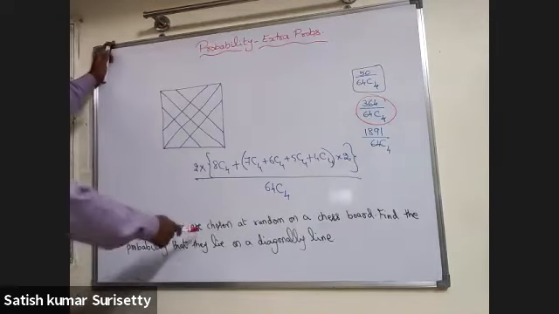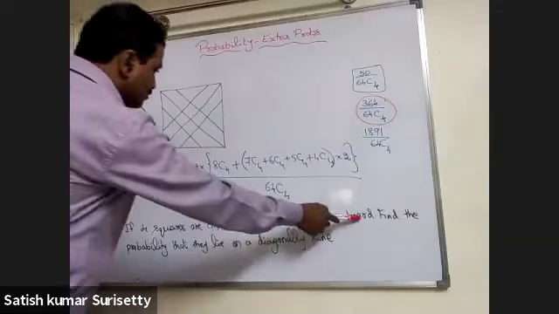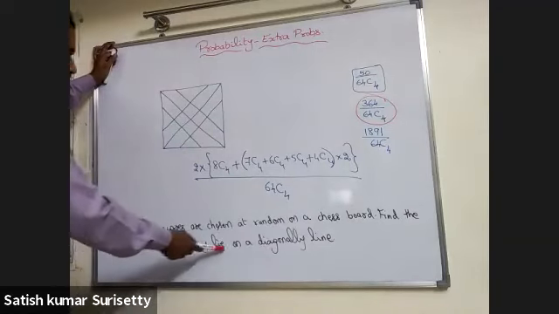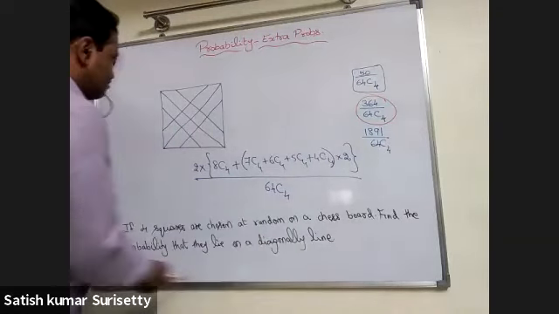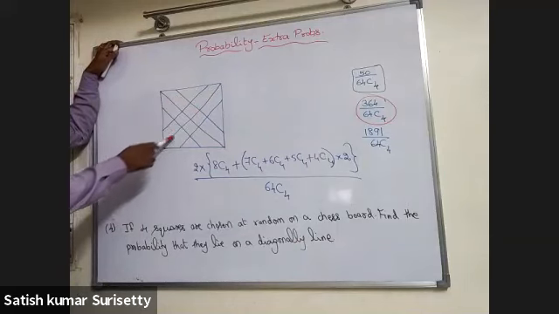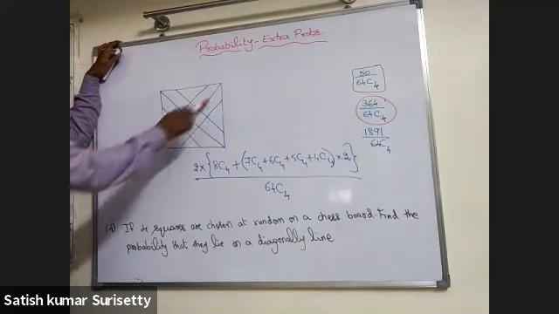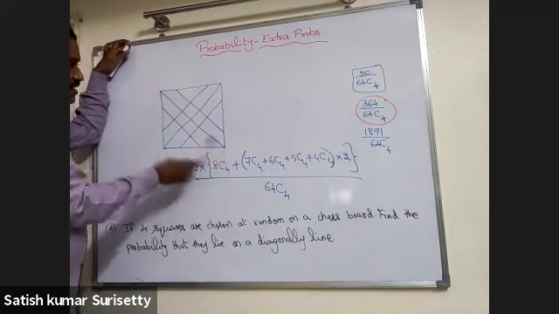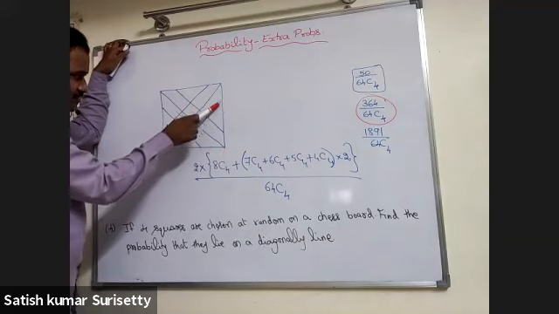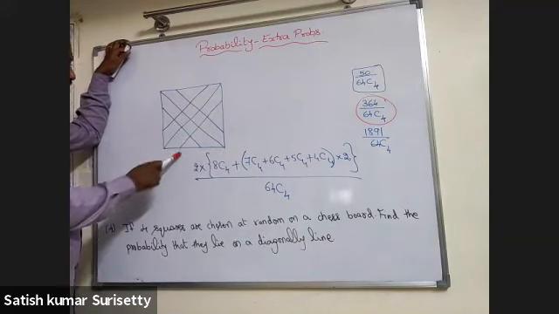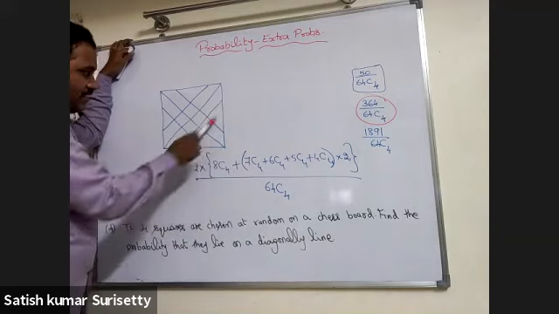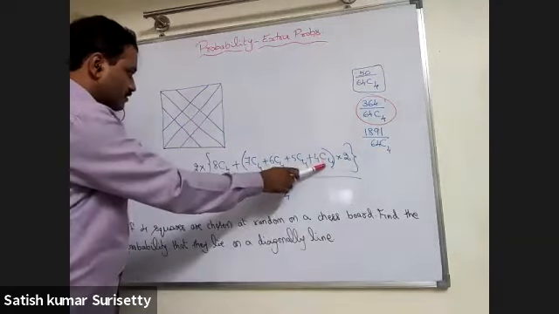So if 4 squares are chosen at random on a chessboard, find the probability that they lie on a diagonal line. Means on this diagonal, there will be 8 squares. So choosing 4 will be 8c4. Below this, 7 squares will be there. In this, we will choose again 4, 7c4. Next is 6c4, 5c4, 4c4.